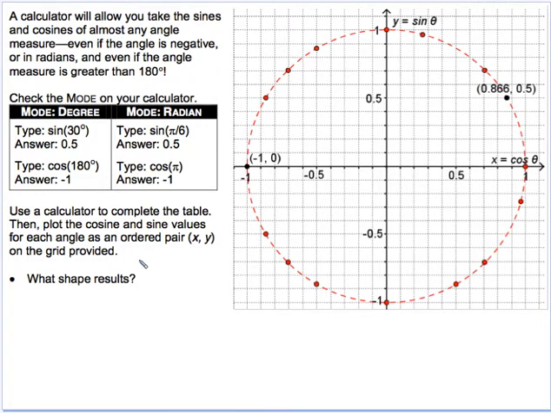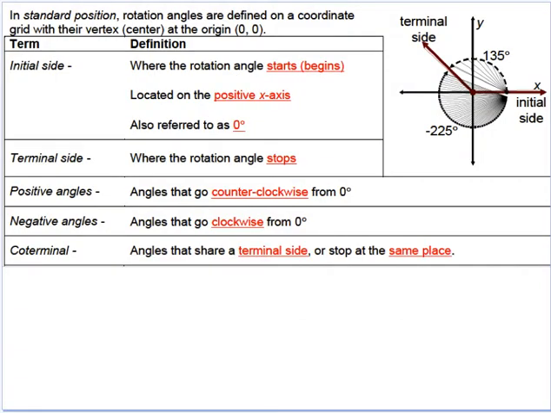Let's see if there's anything else here. I'm hoping that you all recognize that this shape is a circle. It's easy to plot the points for cosine and sine. Just remember, cosine is always going to give you your x value, and sine is always going to give you your y value.